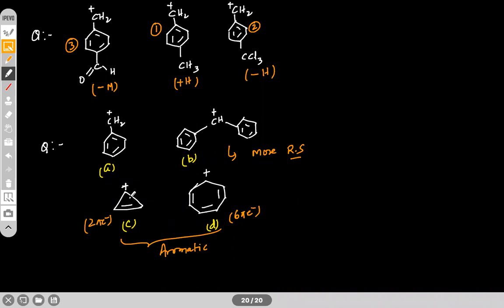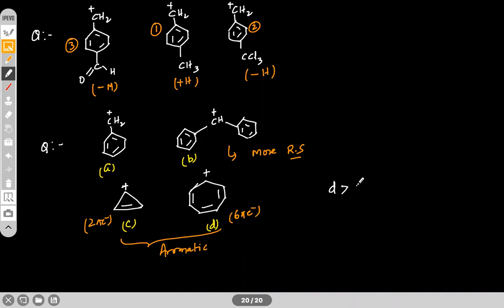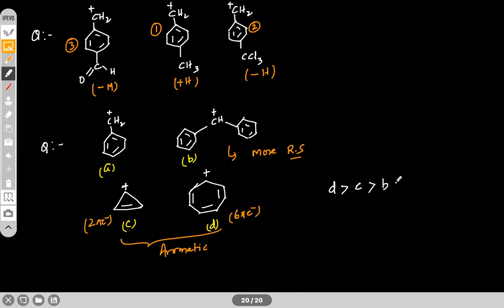Right? Stabilized through aromaticity. So these 2 are resonance stabilized, and these 2 are stabilized through aromaticity. But since here we have a larger ring, more uniform distribution of electrons, and more resonating structures we can draw, 6 pi electrons, this compound is more stable than this. So stability order, if I write down, D is the most stable, then we have C because of aromaticity. And then for resonance, B has more resonating structures, and then A. This is the order.